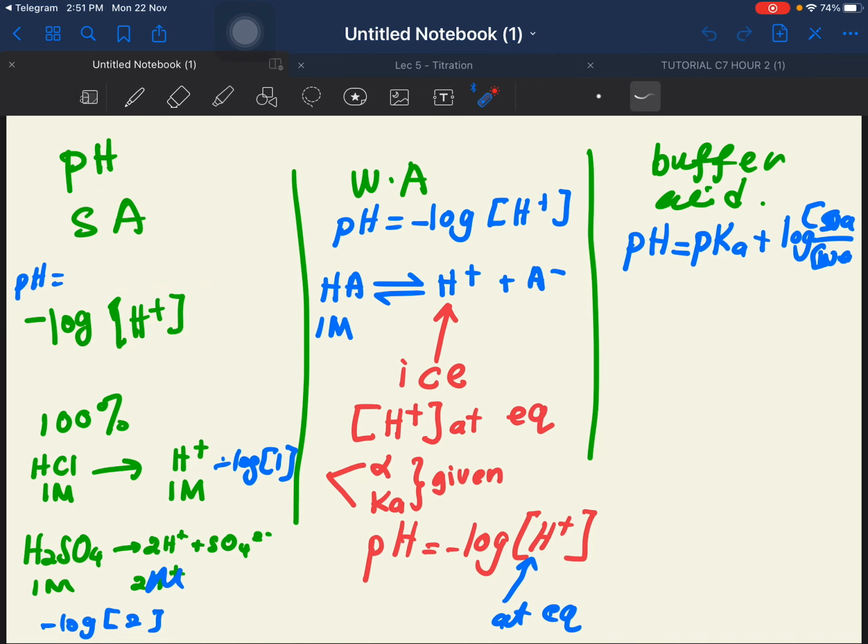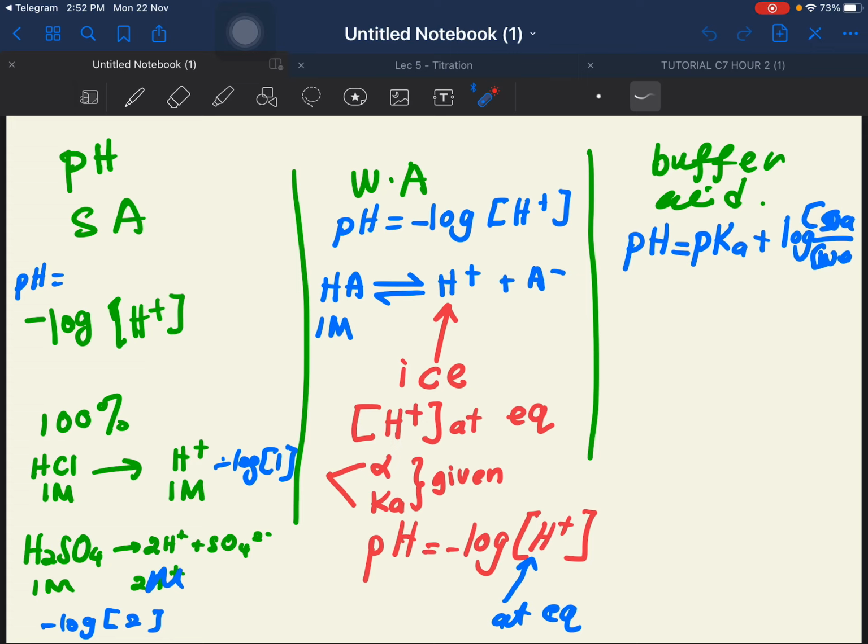And then here we can directly get the concentration of the H+ if the initial concentration of the acid is given, because the degree of dissociation is 100%. That means if we have HCl with a concentration of 1 molar, after dissociation, the concentration of H+ produced is 1 molar. That means once we get the molarity of the H+, we can substitute into the negative log concentration H+, where we can find the pH of the acidic solution.